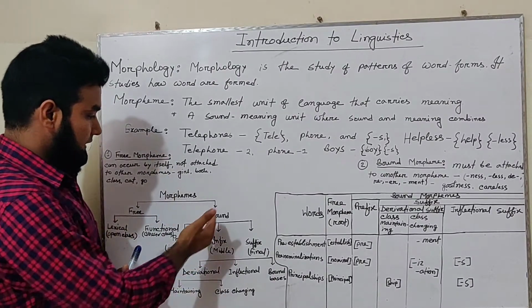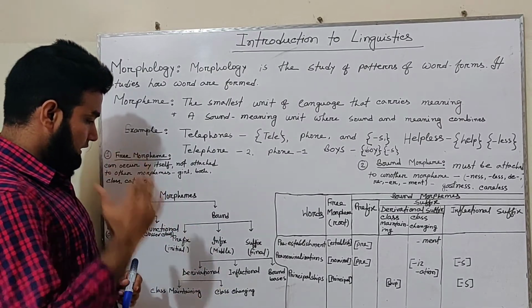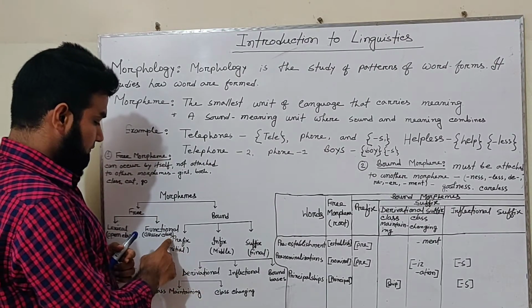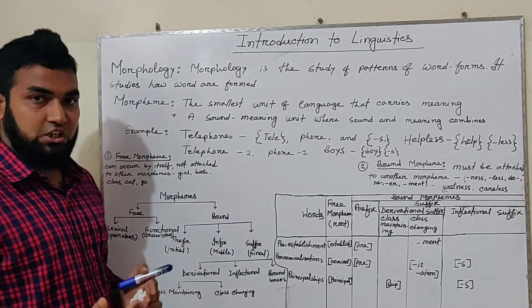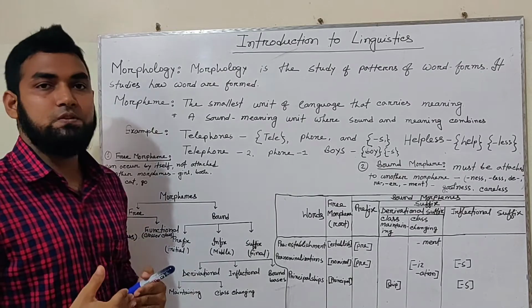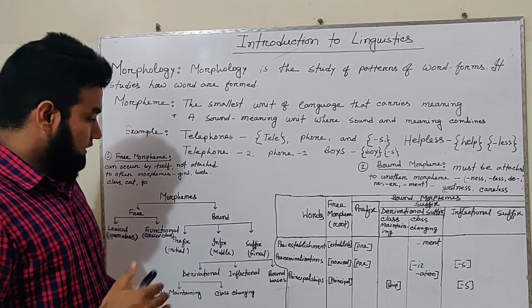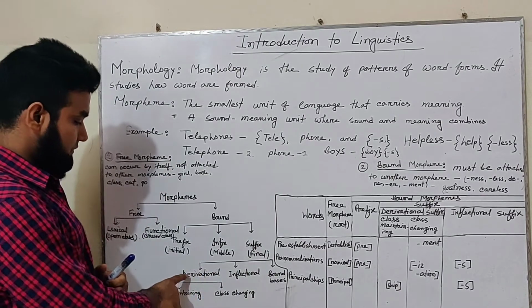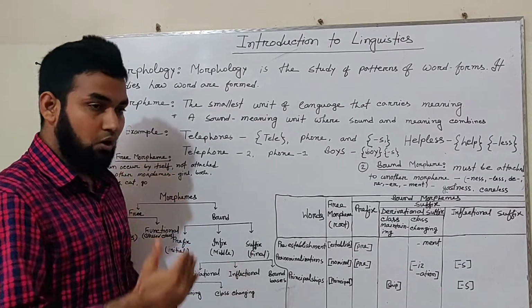Okay, then talk about bound morpheme. Bound morpheme is categorized, first of all, into three parts: prefix, infix, suffix. Prefix means initial part, infix means middle part, and suffix means final part. Then it is also divided into several parts: first of all, derivational morpheme, inflectional morpheme, and then bound basis.